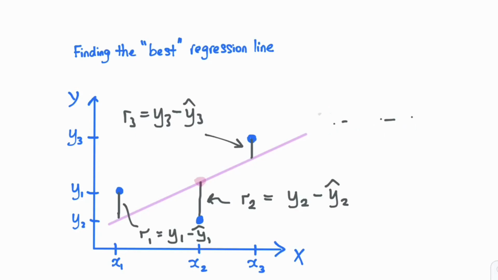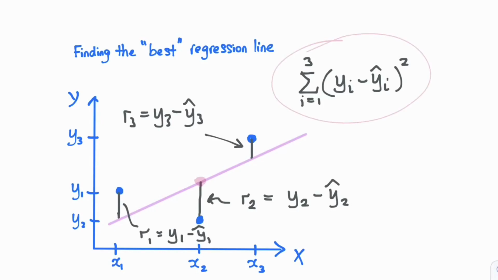And so the criteria for finding the best line is to take each of the yi's, subtract the yi hat. You notice that some of these will be positive, so like R1 is positive and R3 is positive, but some of these are negative, so R2 is negative. So we take the square to make it all positive. I'm summing all of it together, add them up, i from 1 to n, in this case 3, and I want to make this quantity as small as possible.